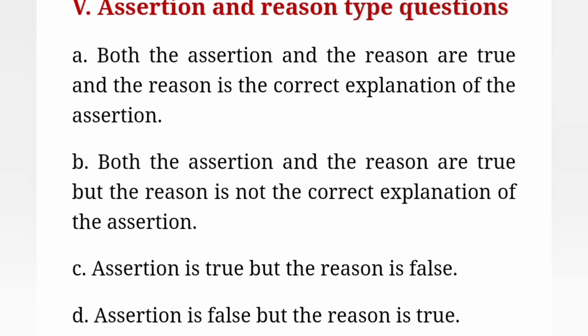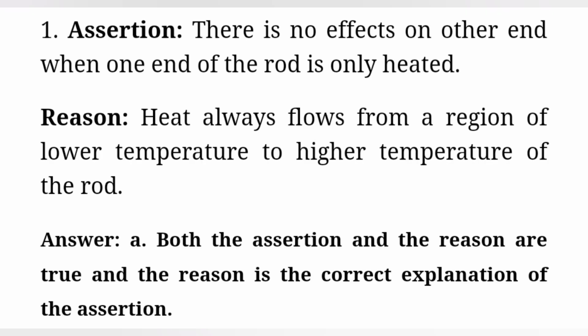Fifth Roman letter, assertion and reason type questions. First one, assertion: there is no effect on the other end when one end of the rod is heated. Reason: heat always flows from a region of lower temperature to higher temperature of the rod. Answer, option A. Both the assertion and the reason are true and the reason is the correct explanation of the assertion.